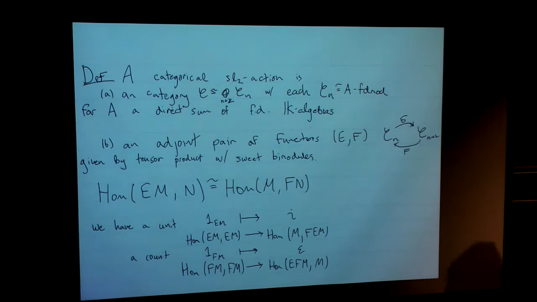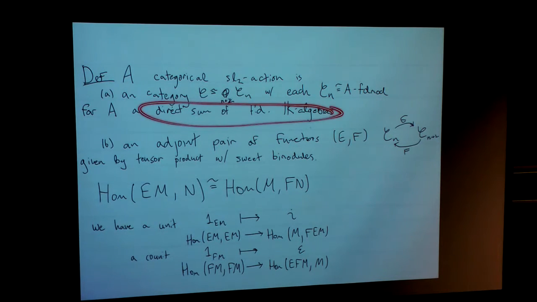All right, so what's the actual definition? So this part is what I said before. A category that breaks up into summands corresponding to the integers, such that each Cn is the finite dimensional modules, or I would say finite dimensional projective modules, for a direct sum of finite dimensional k-algebras. Now it's a little awkward to say direct sum of finite dimensional k-algebras.